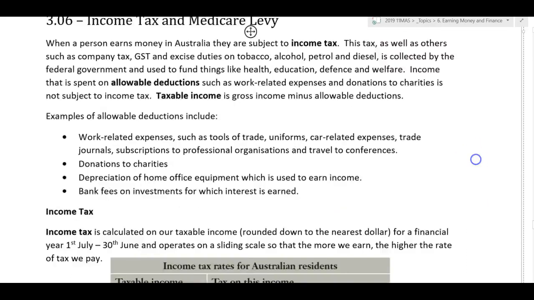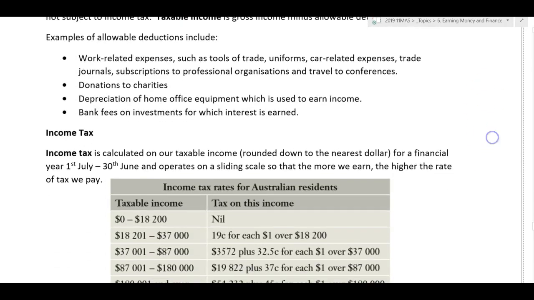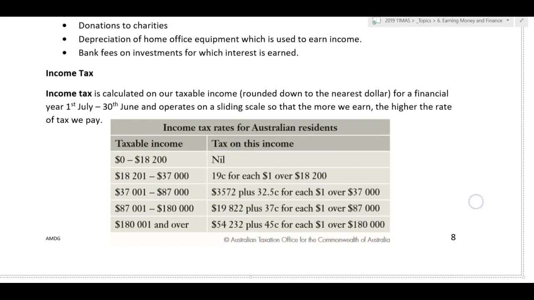There's an example there of some allowable deductions. That varies from job to job. Depends on what you are doing, depends on all sorts of things, and changes over time sometimes too. Anyway, income tax is calculated on our taxable income, which is rounded down to the nearest dollar. It's done over a financial year, that's from the 1st of July to the 30th of June the following year.